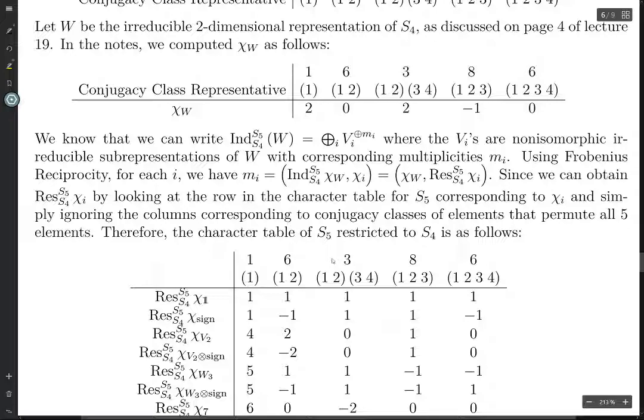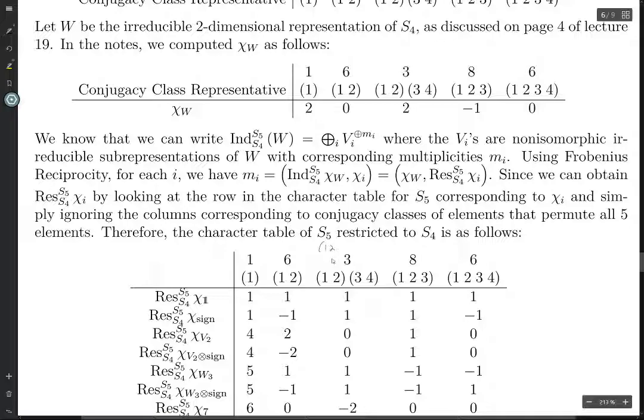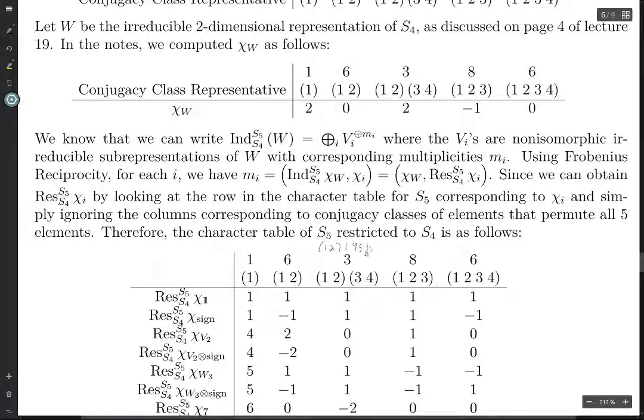Sure, there are examples of these types of things in S5 which are not contained in S4, obviously, such as if you had (1 2)(4 5). Obviously, this is not contained in S4. Well, we're thinking of S4 as permuting the indices 1 through 4, and since this has a 5 in it, this is contained in S5 but not S4. But there are things of this type which live in S4, such as this thing. So we keep the column. We just have to adjust the number of elements of the conjugacy class to whatever we have in S4.